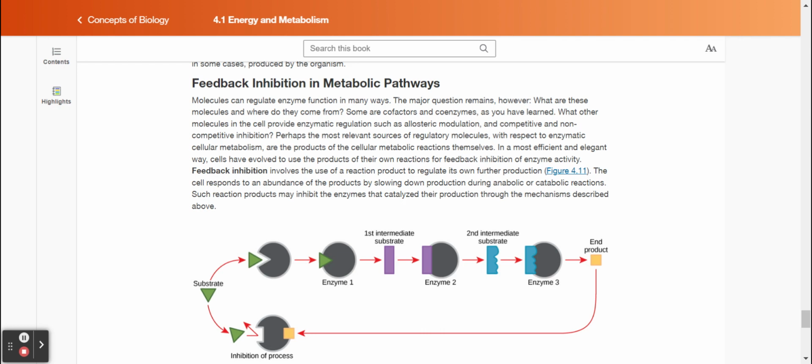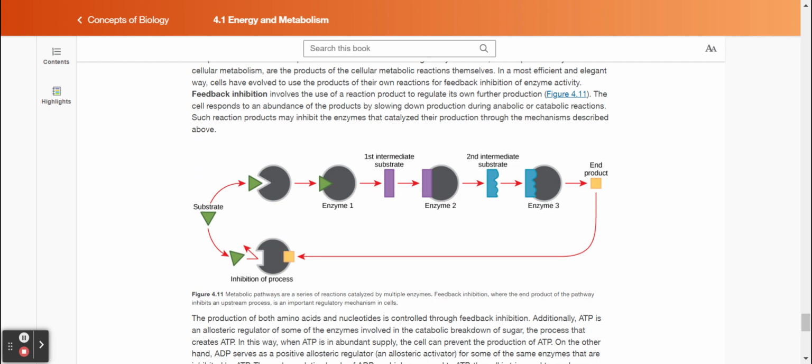In a most efficient and elegant way, cells have evolved to use the products of their own reactions for feedback inhibition of enzyme activity. Feedback inhibition involves the use of a reaction product to regulate its own further production. The cell responds to an abundance of the products by slowing down production during anabolic or catabolic reactions. Such reaction products may inhibit the enzymes that catalyzed their production through the mechanisms described above.